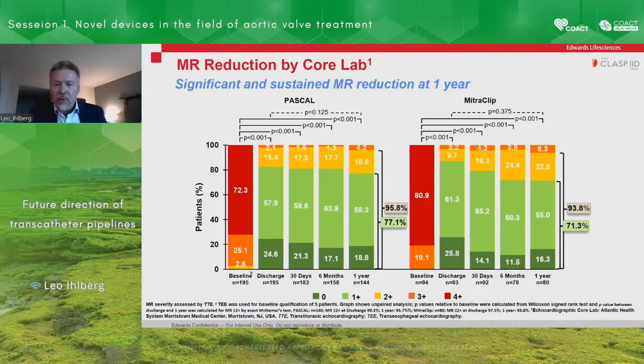I'm drawing your attention to the 1 year outcome of Pascal as opposed to MitraClip, with respect to the patients having 96%, close to that, of 2+ or less mitral regurgitation at 1 year, and as much as 77% of the patients having 1+ or less mitral regurgitation at 1 year. And you can see the corresponding numbers for the MitraClip on the right-hand side of this slide.